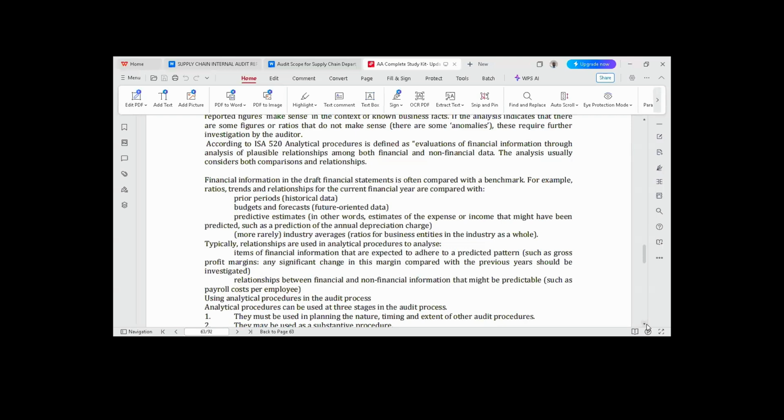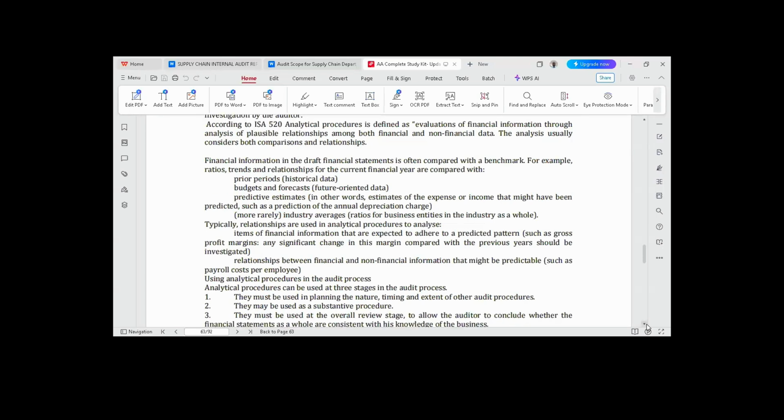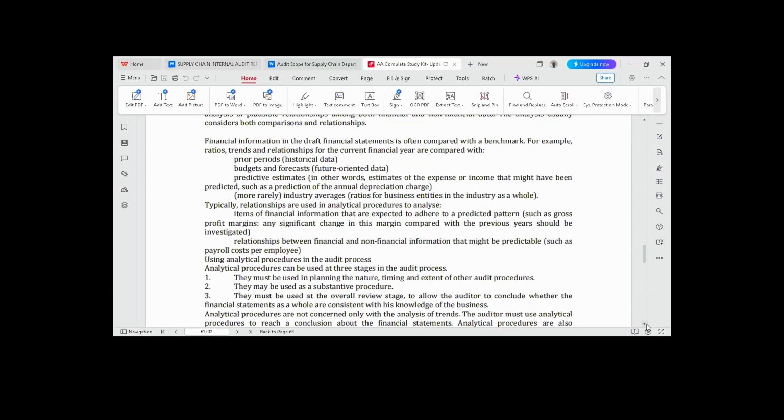As an auditor, there are three stages where you can use analytical review procedures. Number one, you use it at the planning stage. It's very, very important. Number two, you can use it as a substantive procedure.